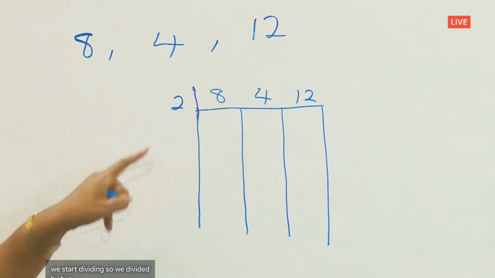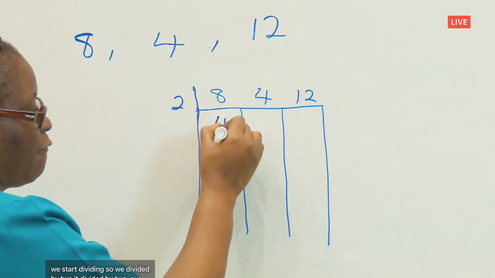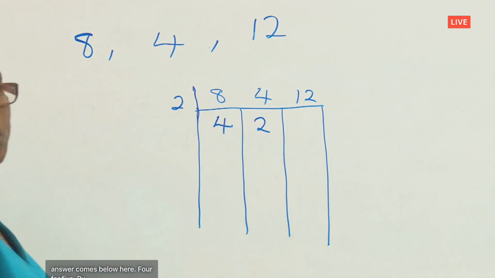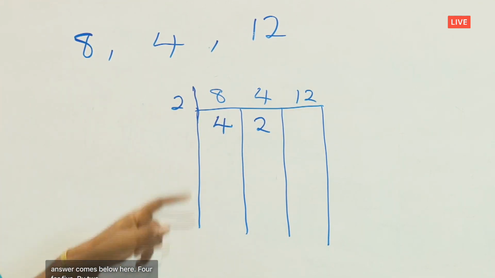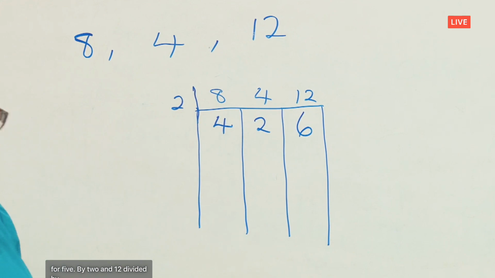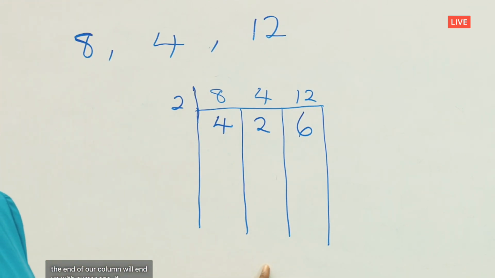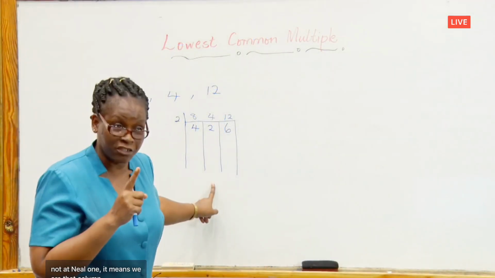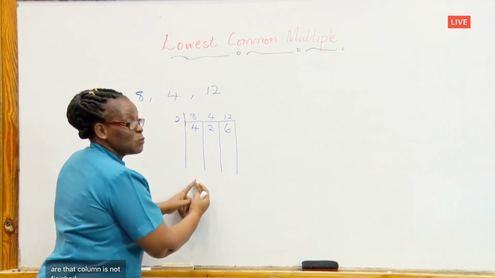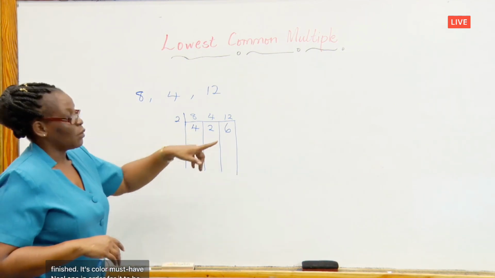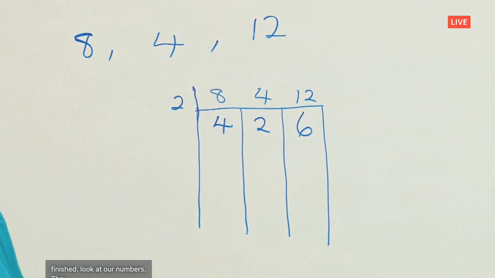So we start dividing, so we divide by 2. 8 divided by 2, our answer comes below here, 4. 4 divided by 2, 2. And 12 divided by 2, 6. And one more thing. What we are hoping for is that at the end of our column, we will end up with numeral 1. If we are not at numeral 1, it means that column is not finished. Each column must have numeral 1 in order for it to be finished.